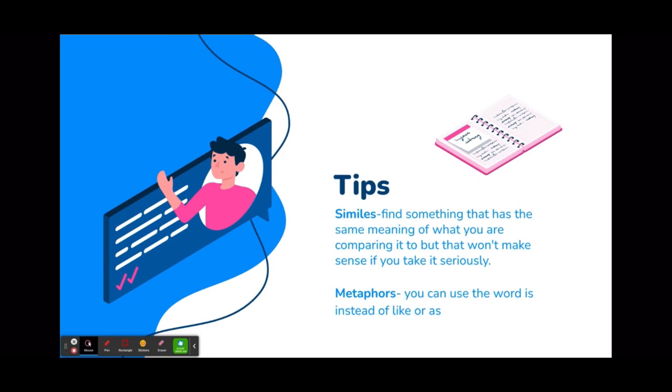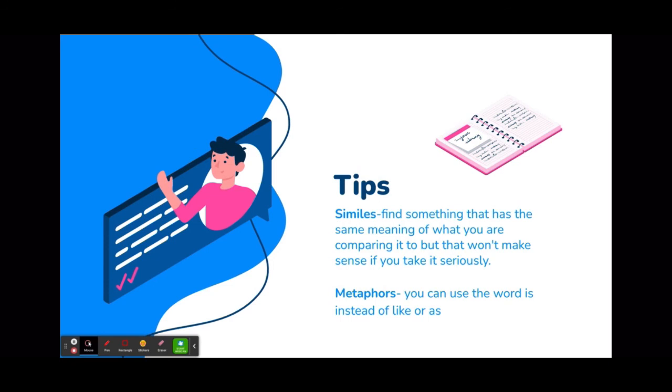Or if you want to change it into a simile using the word as, you'd be saying, in the winter, the air is as cold as ice. Most metaphors, they use the word is instead of like or as. So if you use time is money, they're not saying time is like money. They're just switching it to is, so time is money.